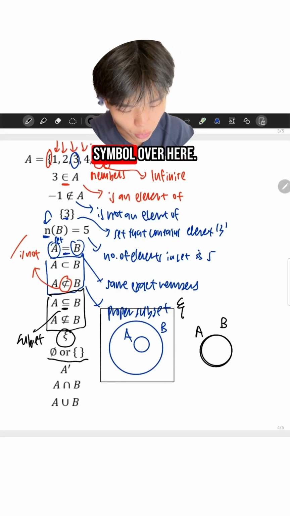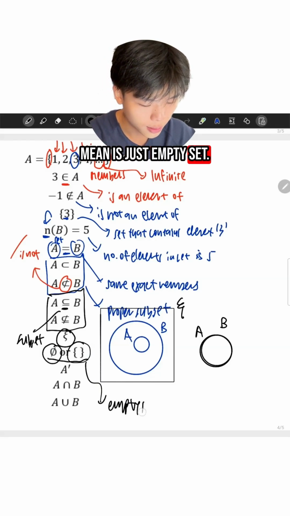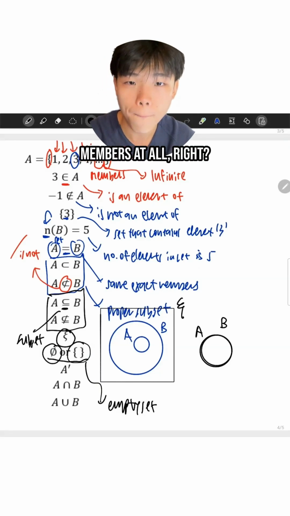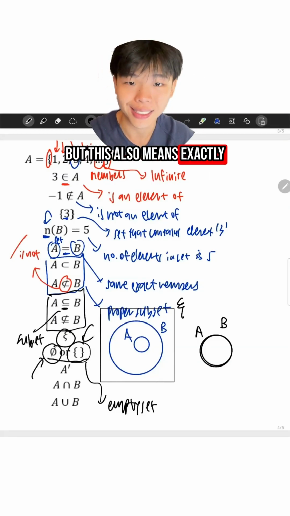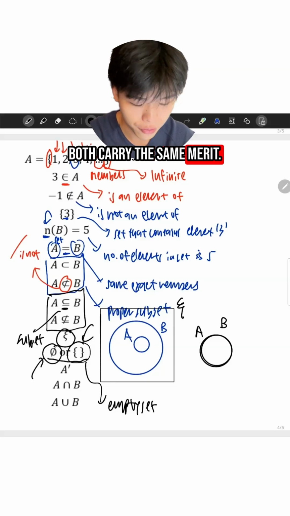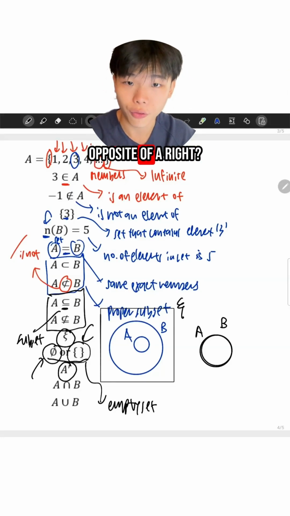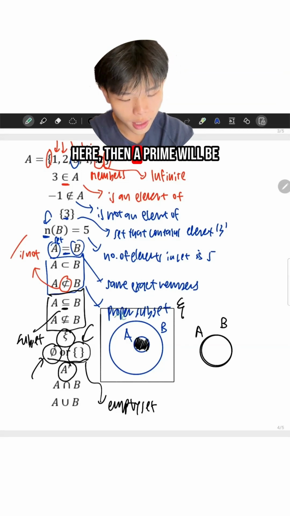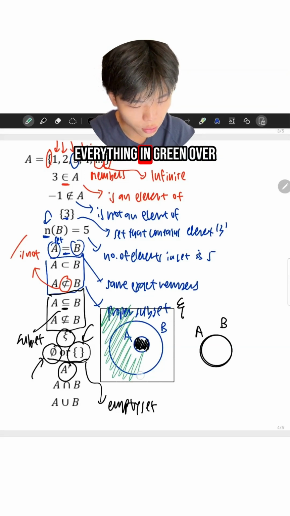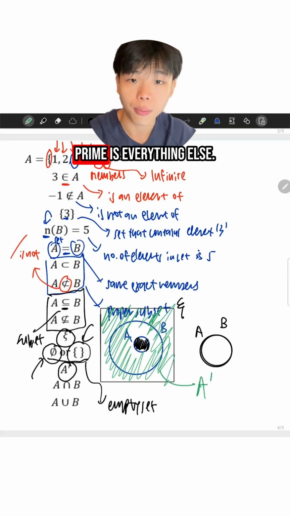Next, we have this symbol over here. These two symbols actually mean the same thing, and what they mean is just the empty set. So empty set means they contain no members at all, right? Completely empty. Typically denoted by this, but this also means exactly the same thing and they both carry the same merit. Next, over here we have A prime, and what A prime means is just the opposite of A, right? So if A is the space that contains everything inside here, then A prime will be everything in green over here, which is outside of A, right? Everything else, essentially. A prime is everything else.